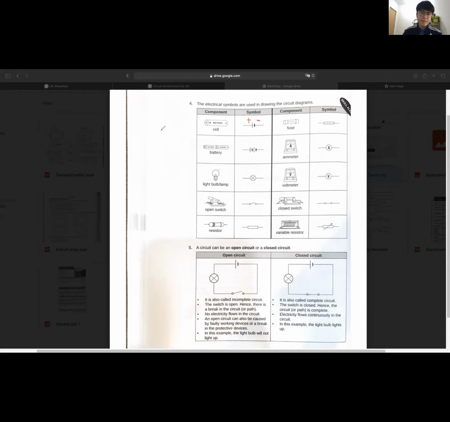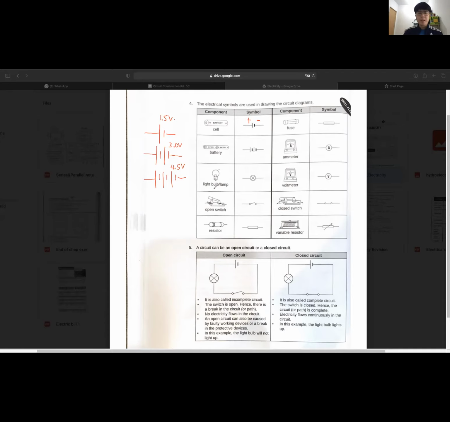So you can stack one cell. A cell is just a single battery. So if I draw like this, multiple cells, I can stack it up like this. If one cell is 1.5 volt, then this is 3 volt and this is 4.5 volt.